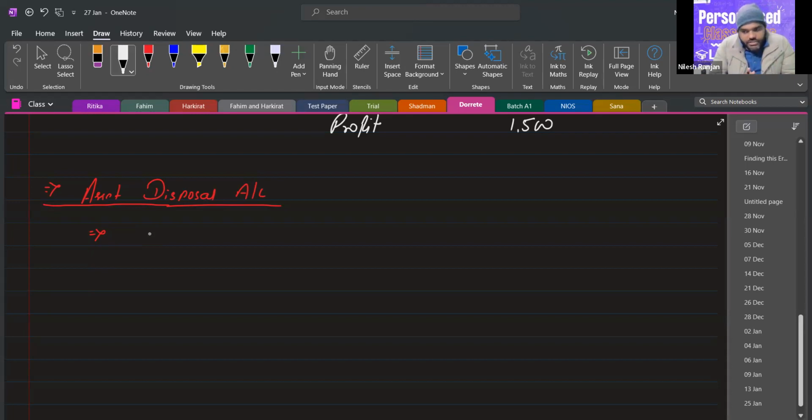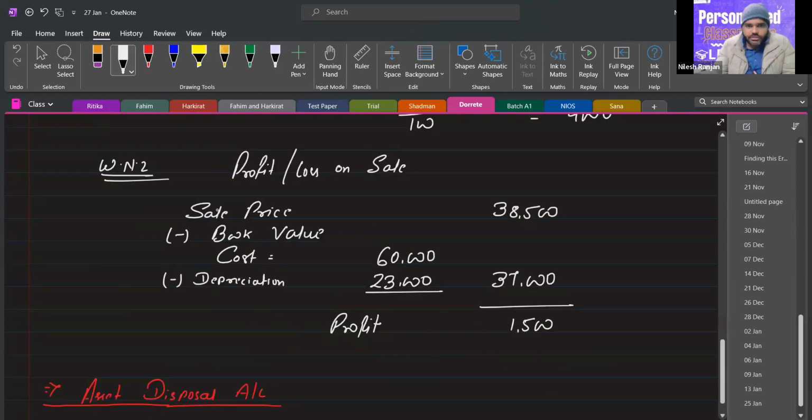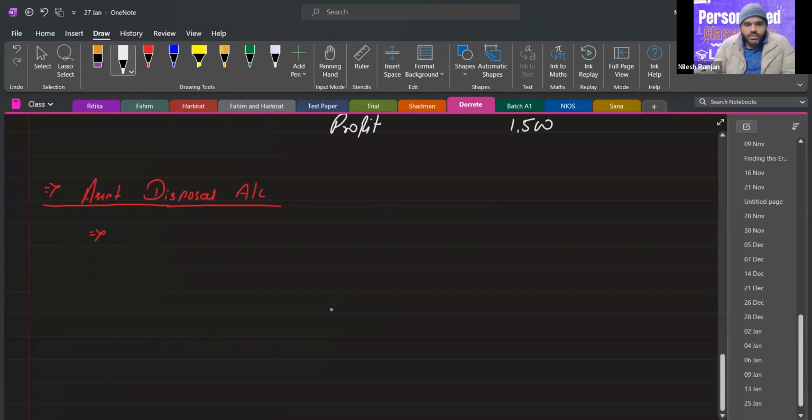So, in that situation, to calculate profit or loss, generally, we prepare a statement like this one, working note number two, profit or loss on sale. With this statement, we calculate profit or loss on sale of asset. Yes, sir. So now we will prepare asset disposal account to calculate profit or loss on sale of asset. I'm saying that instead of preparing the statement, now we have to prepare one account called asset disposal account, to calculate profit or loss.